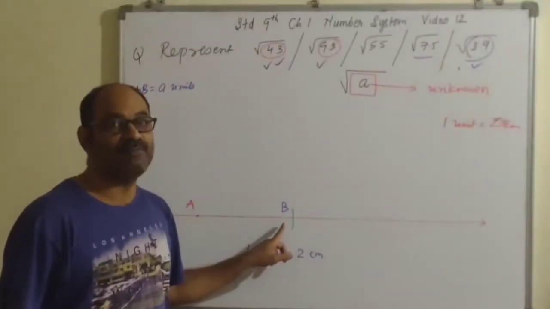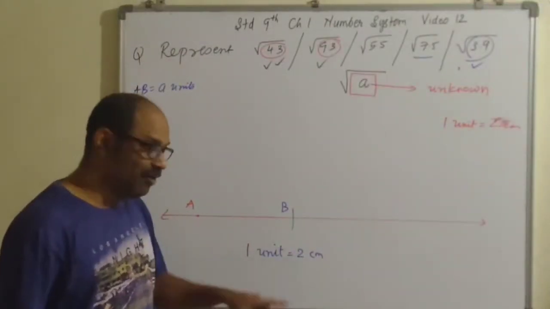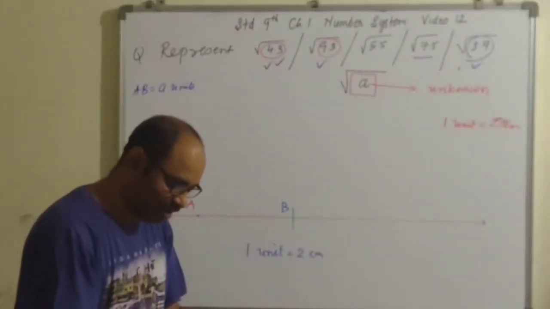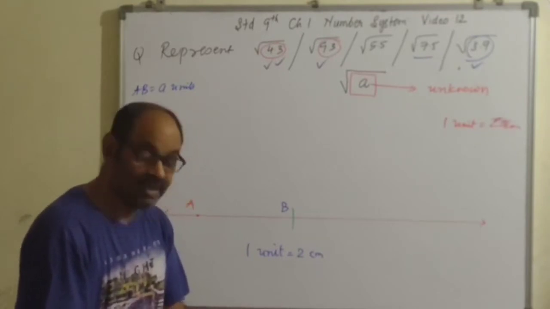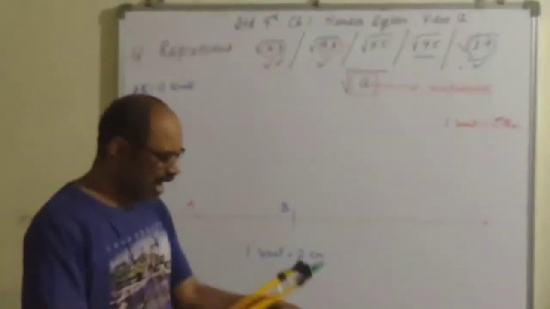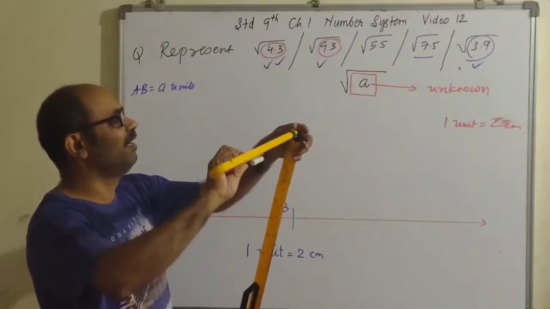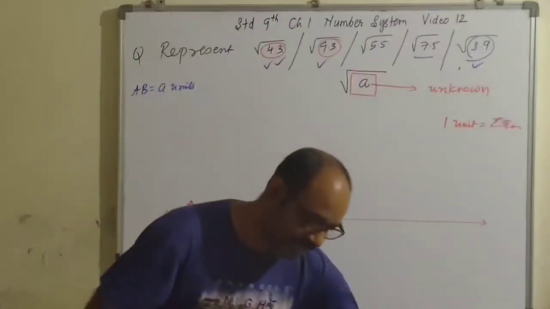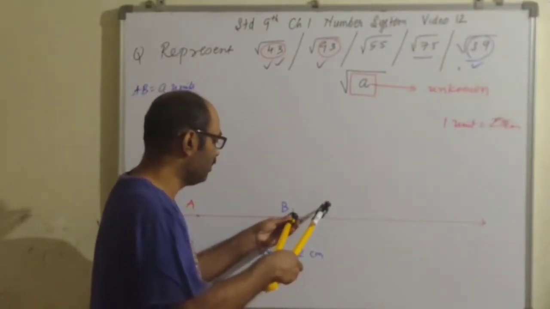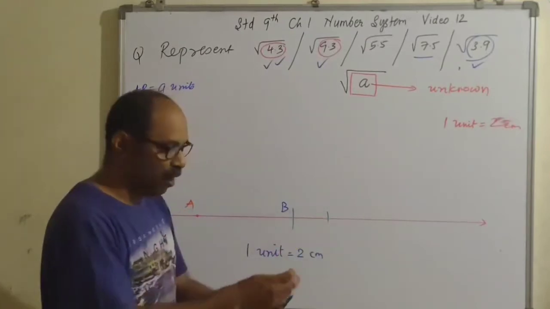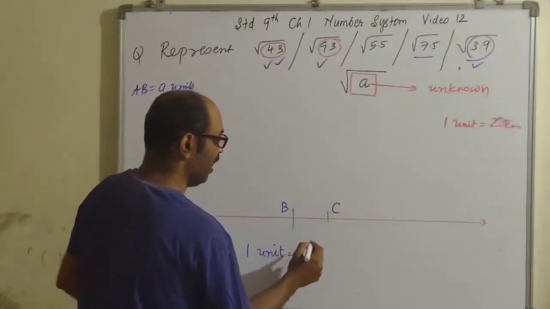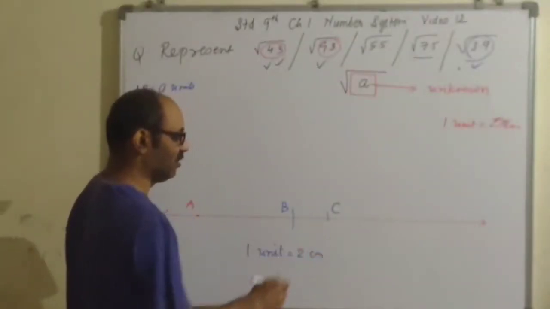That point C is how far from B? 1 unit. Now you know what is 1 unit? 2 centimeter. So I'll take 2 centimeter distance. On the ruler you know how to take 2 centimeter, children. Take 2 centimeter like this. And here it is. This is the new point C, and this distance is 1 unit.